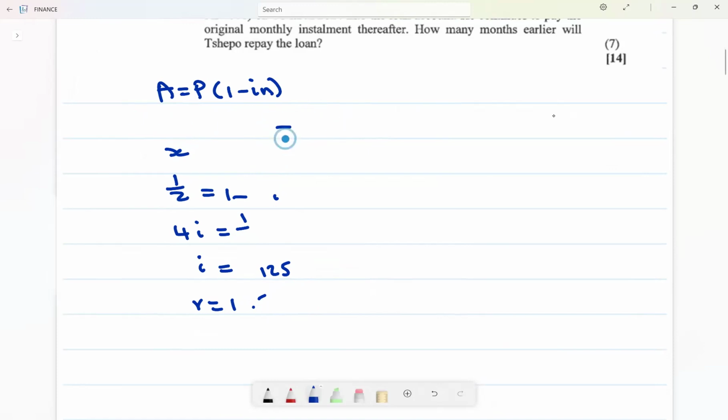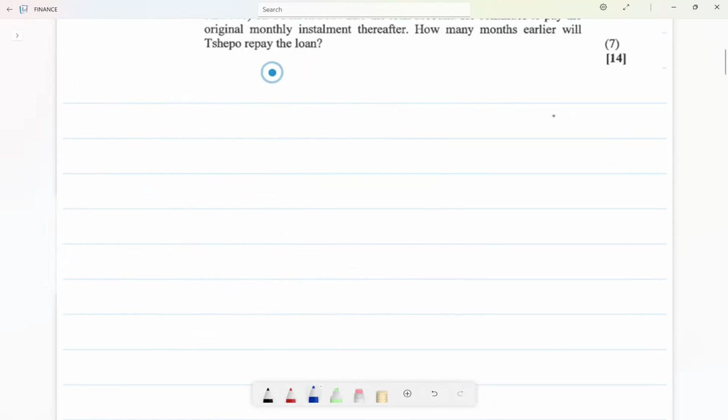If they said reducing balance method, what is this? Reducing balance method, it was going to be 1 minus i to the power of n.